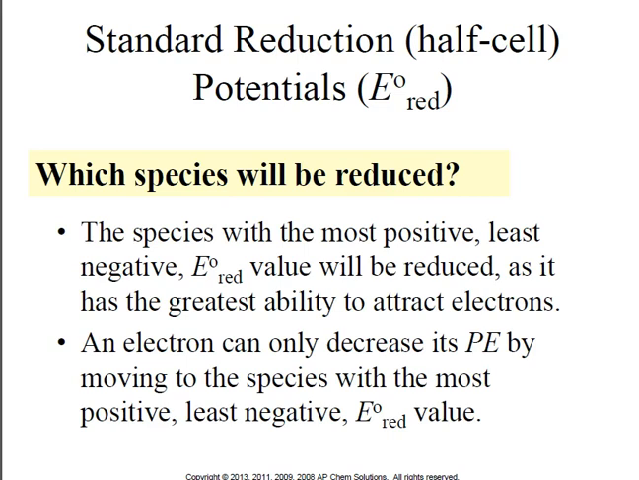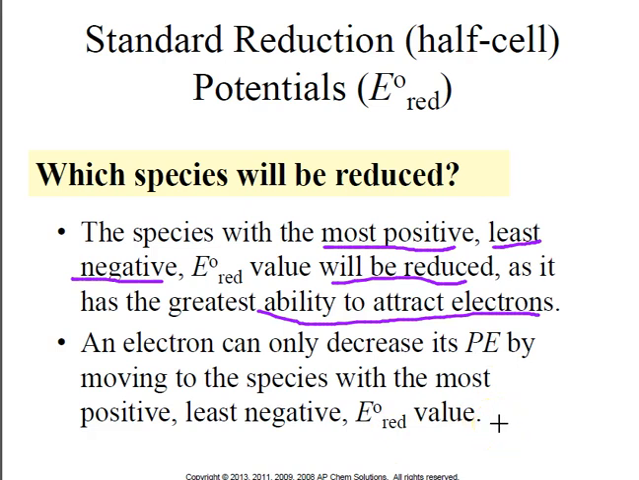So if we have a cell, and we have two metals, which one will be reduced? They can't both be reduced, right? One of them's got to be reduced, one of them's got to be oxidized. So the one with the most positive or least negative, if they're both negative, will be reduced because it has the greatest ability to attract electrons.